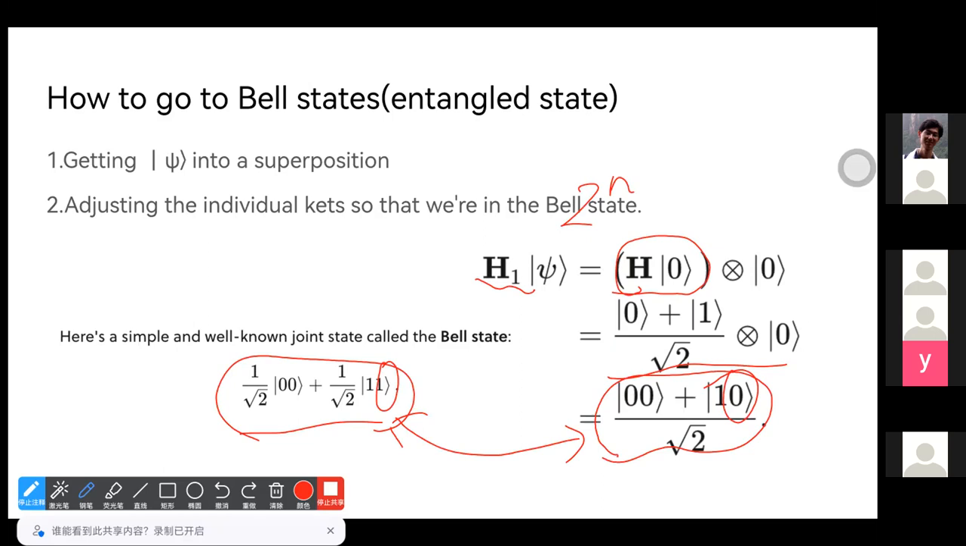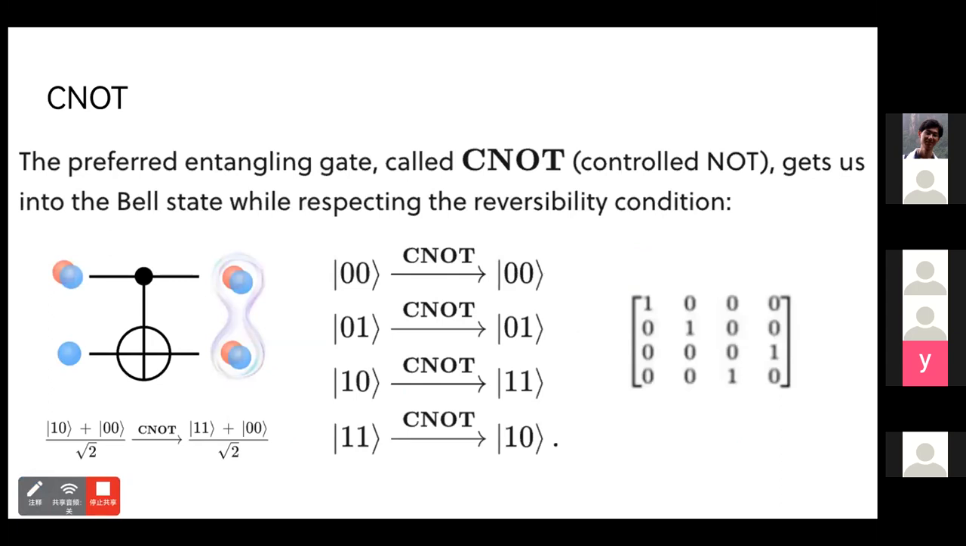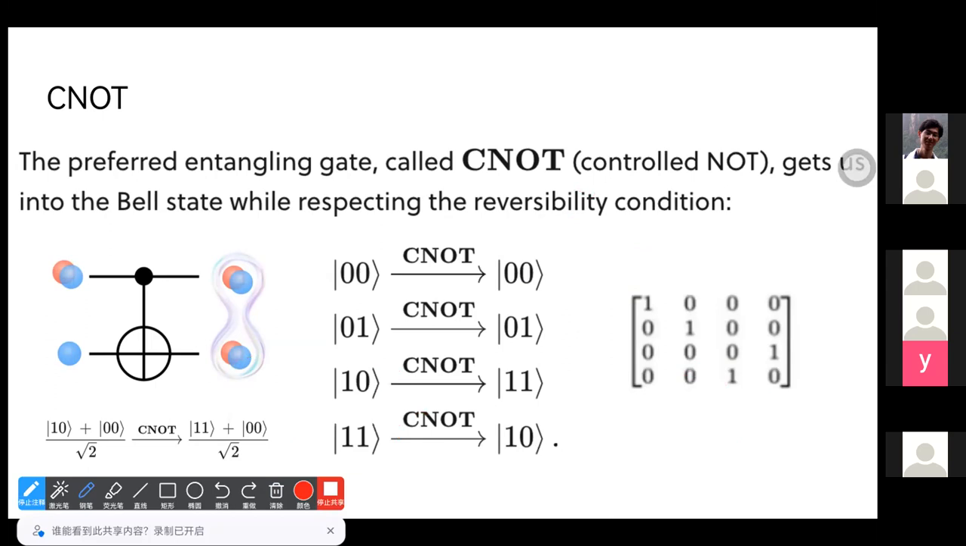And then this is the CNOT gate. This is an entangling gate. It helps the two qubits become entangled. And this is the matrix for this gate. This gate is quite important because after using it, the two qubits can get entangled.